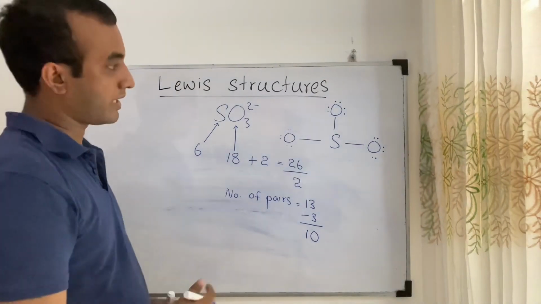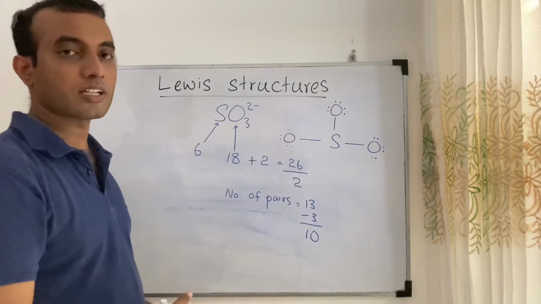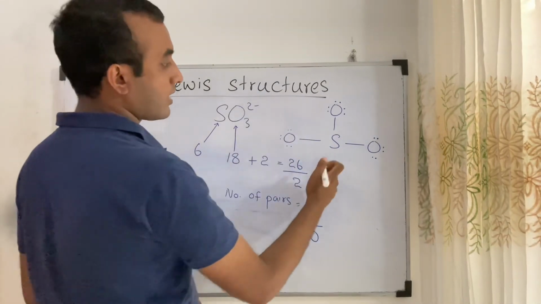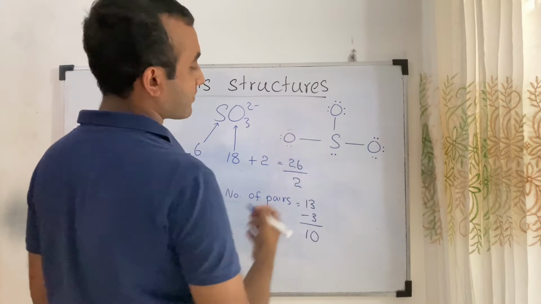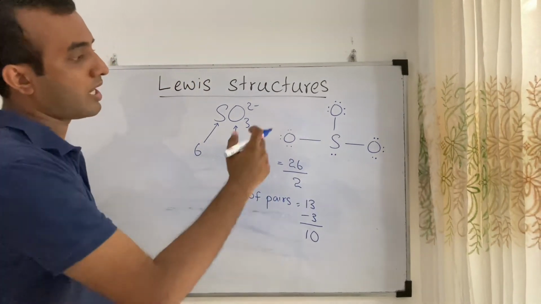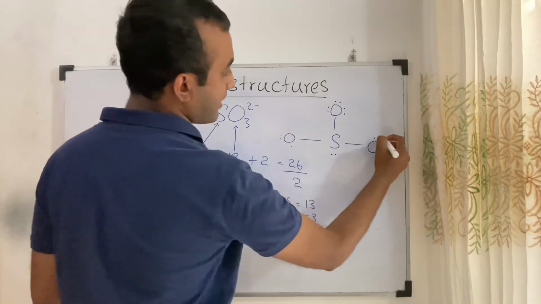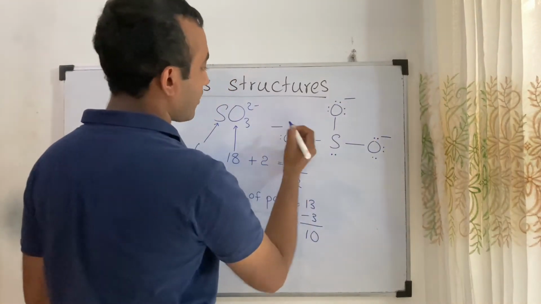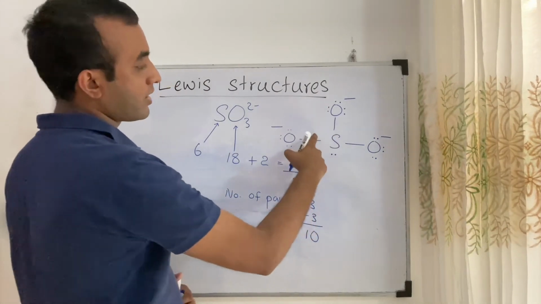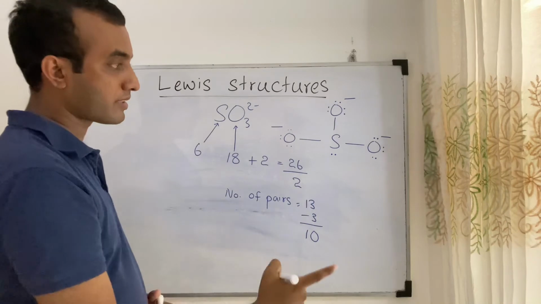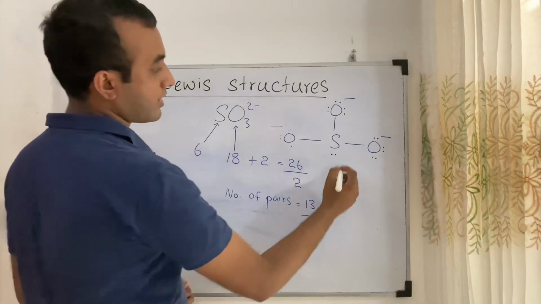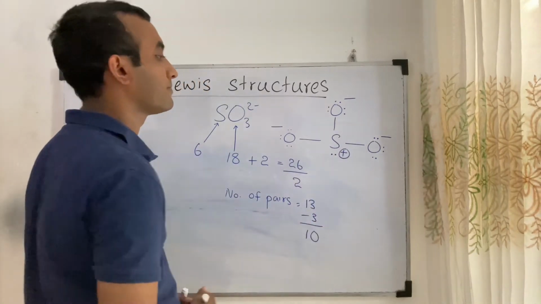But 1 remaining. But there are no other terminal atoms to distribute that lone pair. Therefore, we should distribute that to the central atom. So our next step is to find the charge on each atom. So here we get minus, here also minus. But around sulfur, 1, 2, 3, 4, 5, but it is a group 16 element. Therefore, 1 electron is missing, therefore it will get a plus charge.